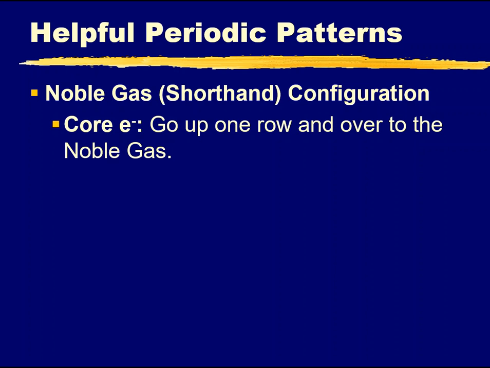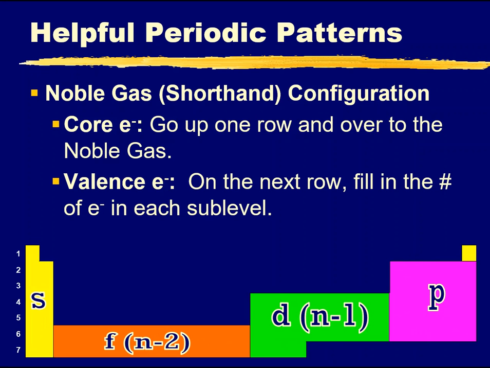You're going to use a noble gas to represent your core electrons. Well, what are the core electrons? They're everything but the valence electrons. The valence electrons are the ones in the outer energy level. So we're going to identify the valence electrons, but everything else will be represented by a noble gas for the core electrons. The valence electrons on the next row and the electrons in the next row will fill up until the element. And you're probably not getting a good visual picture of this. So let's actually work a problem and look at the periodic table to do the shorthand configuration.